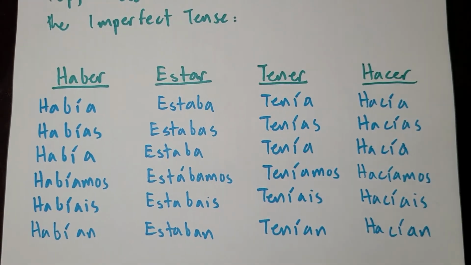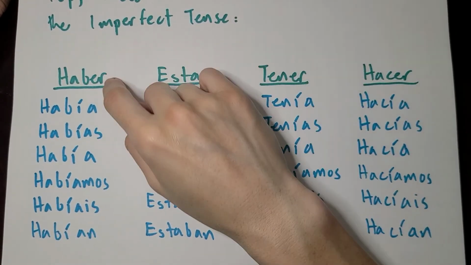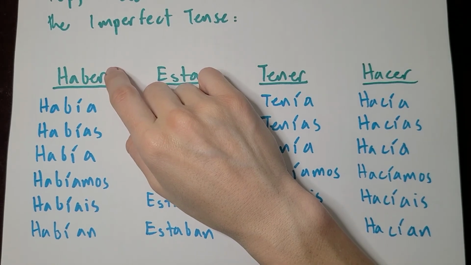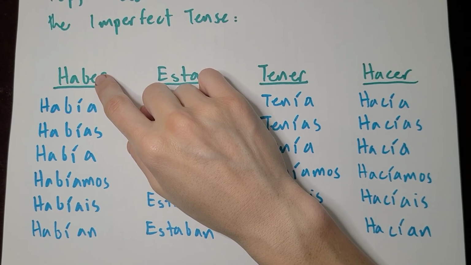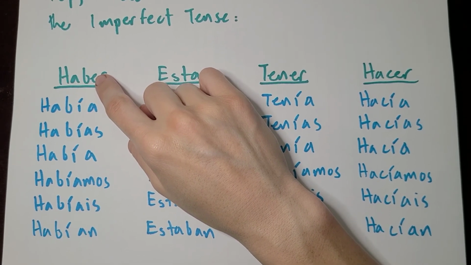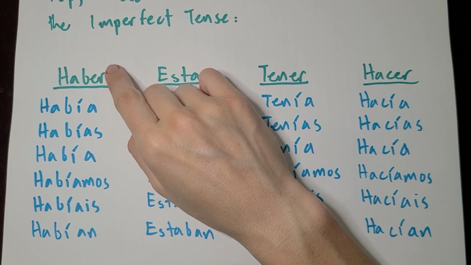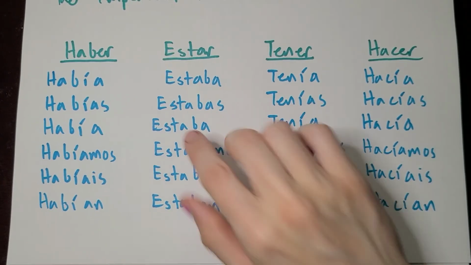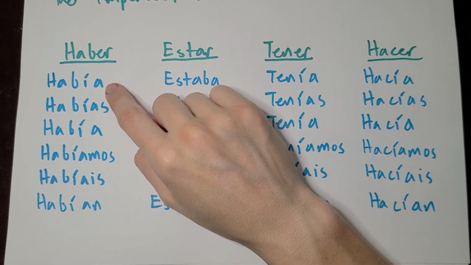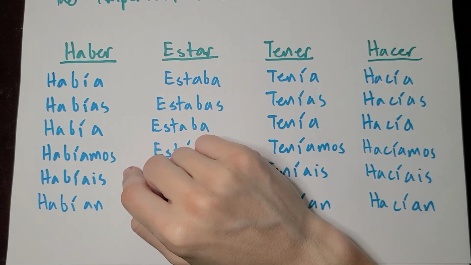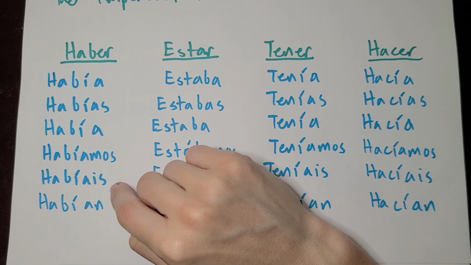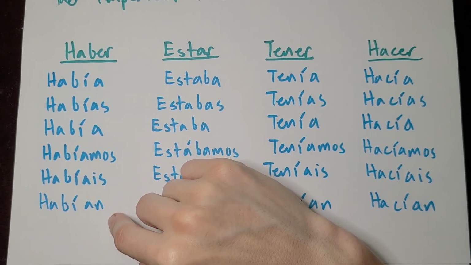So anyway, I don't want to spend too much time on this, but haber means to have done something, and the verb that you follow it with, you have to use the past participle. I go into this a little more in some other videos, and maybe I should make a solo grammatical video on it, but let's just go through the conjugations. Yo había, tú habías, él había, nosotros habíamos, vosotros habíais, ellos habían.